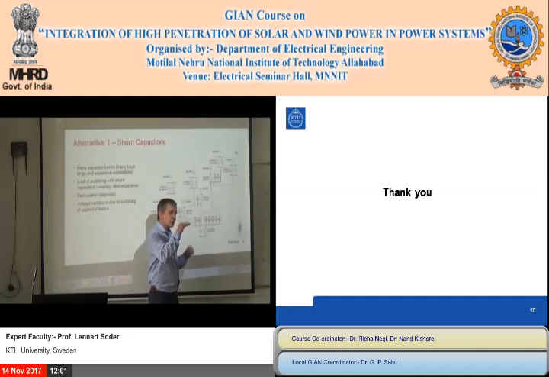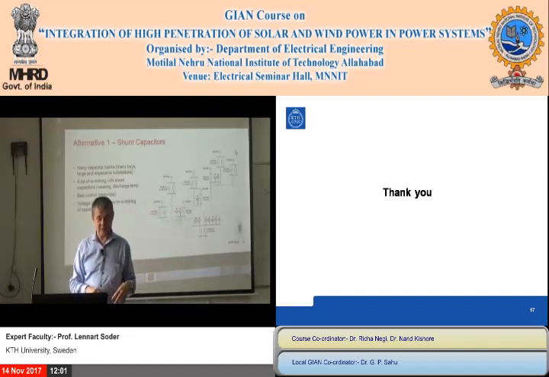You need to switch them on in steps of 5 megavar, because that is what you need from the system point of view. So you have one capacitor of 5 megavar, 10 megavar, 20, 30, 40, 100, and then you can combine them in different ways depending on how much you need. So this is, of course, a challenge.